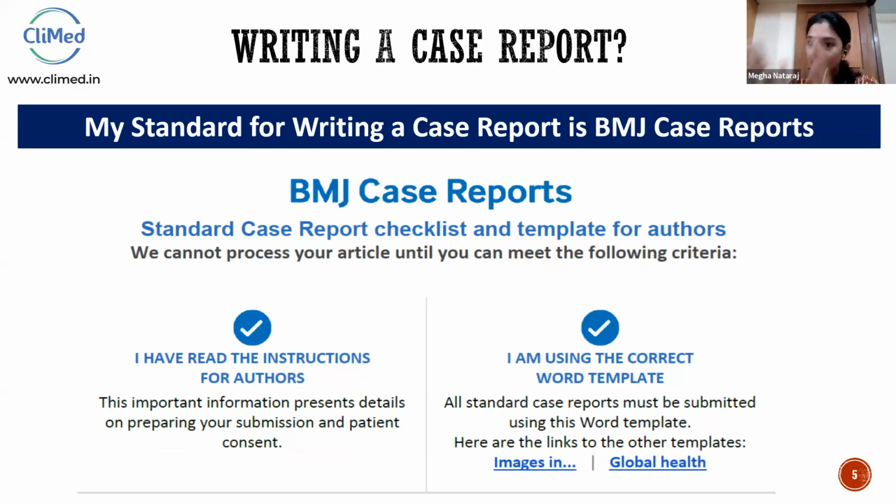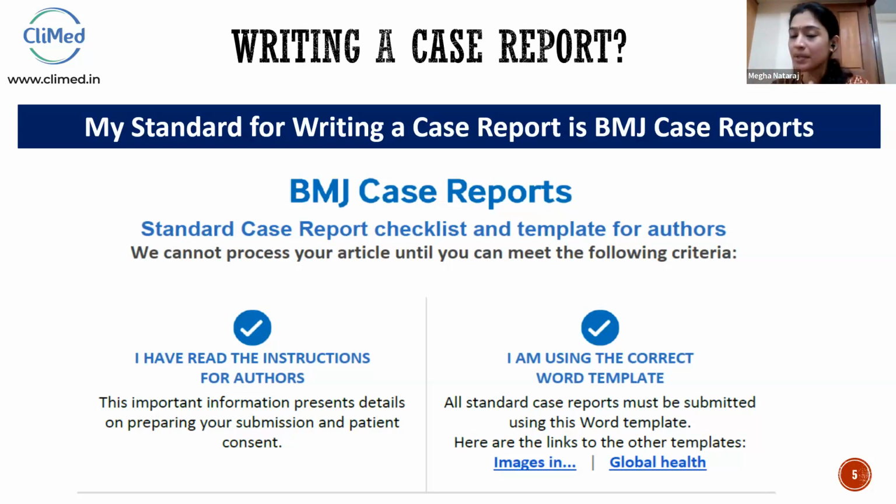While you are preparing the manuscript of your case report, it's always good to first look at the template where you come up with all these headings. We look at these headings in the subsequent slides. So the standard case report checklist and templates of BMJ are freely available to all of us. And before you start writing it, it's always good to just read it.